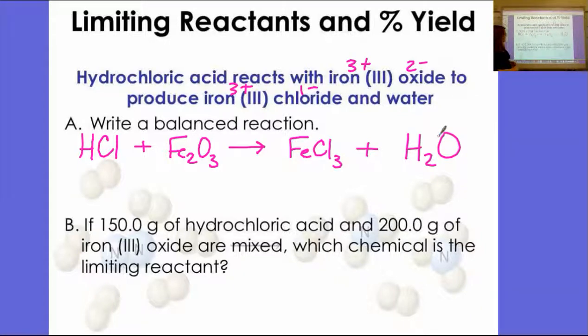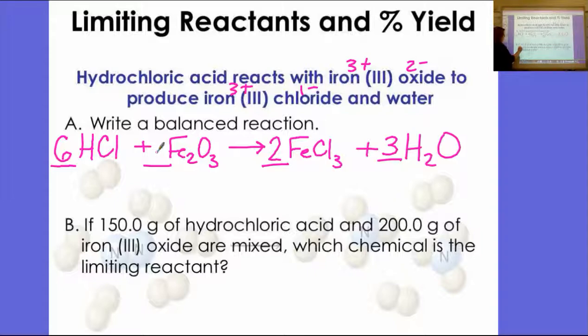Balancing this, I have 3 oxygens on this side. I need a 3 over here. That gives me 6 hydrogens. I'd have to put a 6 in front of my hydrogens. That gives me 6 chlorine. A 2 here. This would just stay a 1. So my ratio is 6 to 1 to 2 to 3.